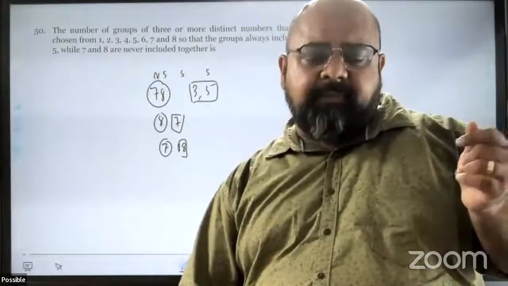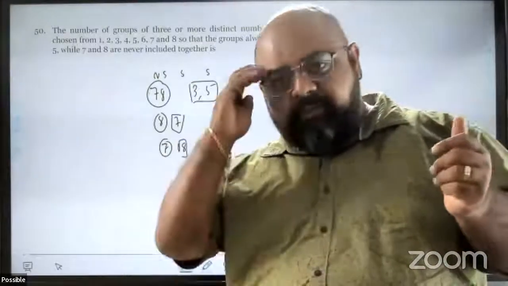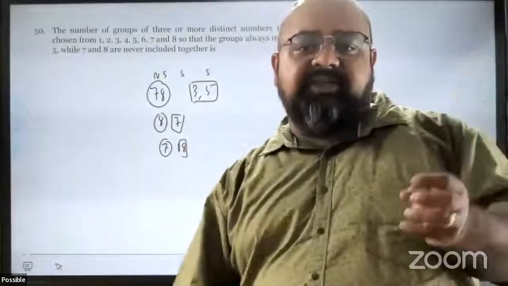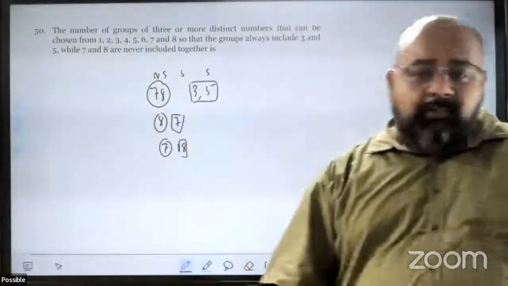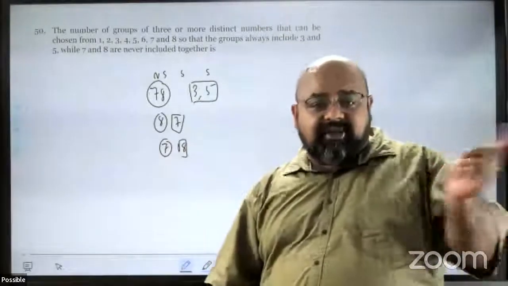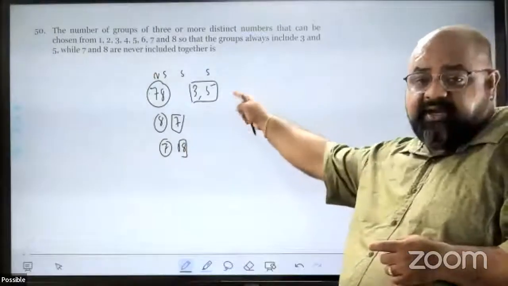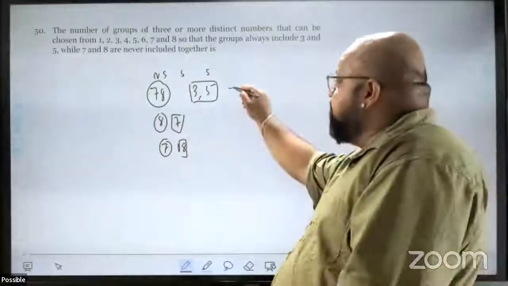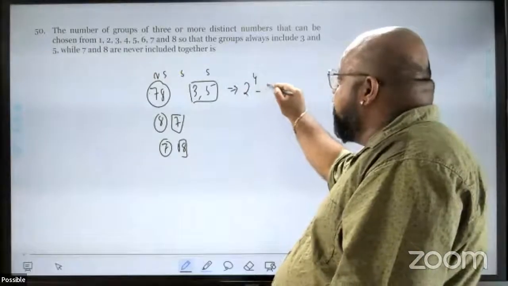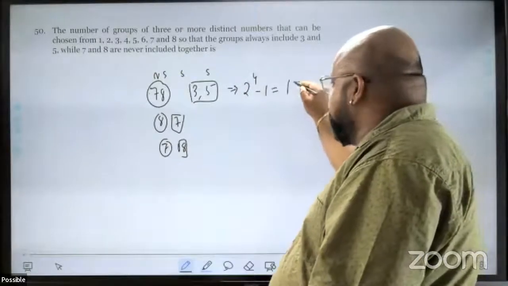4 numbers are left, and therefore for these 4 numbers, the total number of selections possible are 2 raised to power 4. But in one of these cases, none of the numbers will be selected, which I do not want, because I want at least 3 numbers to be selected. So the number of selections possible here becomes 2 raised to power 4 minus 1, which I had marked as the answer.